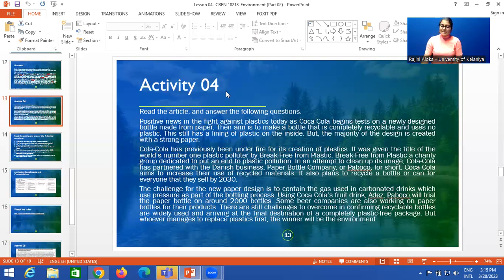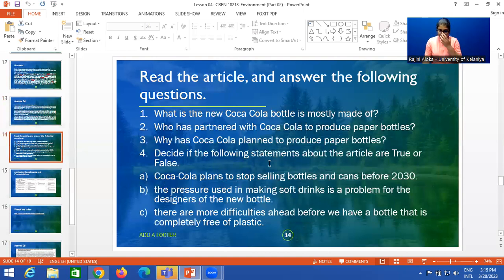Okay, so that is about the Coca-Cola company mostly trying to come up with a new design for their packaging, the bottle, instead of using plastic, minimizing plastic. So go through it one more time if you want, then we have some questions to answer.